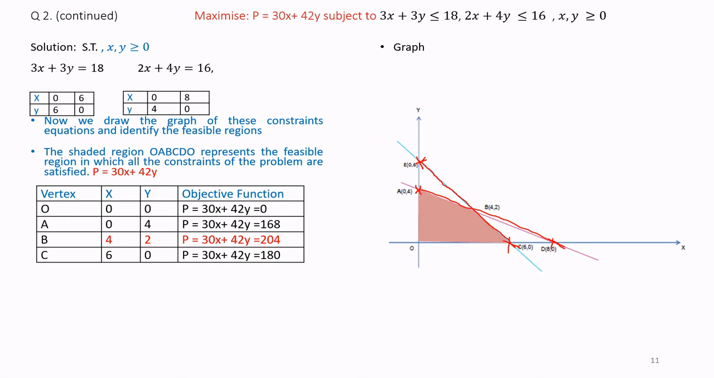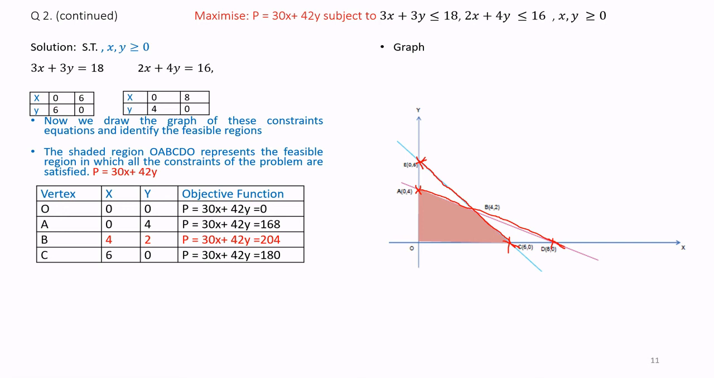Now we are required to find the maximum of the profit function we have already formulated as P = 30x + 42y. When we put x = 0 and y = 0, P is equal to 0. At point A, x is 0 and y is 4. We get 42 into 4, which is 168.